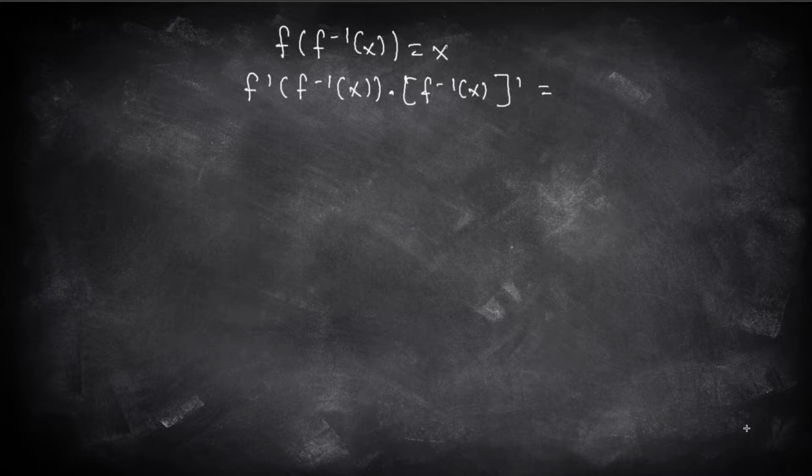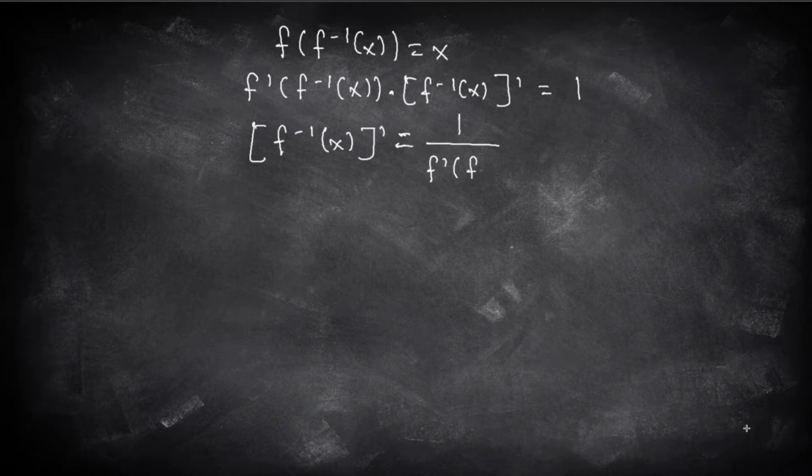And then the derivative on the right side, the derivative of x, is 1. So we want the derivative of our inverse function, and that's equal to 1 divided by the derivative of our function composed with our inverse function. Okay, so this seems like a handful, so let's just try an example.